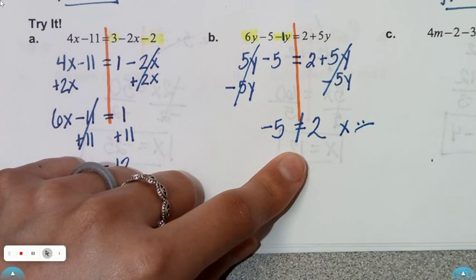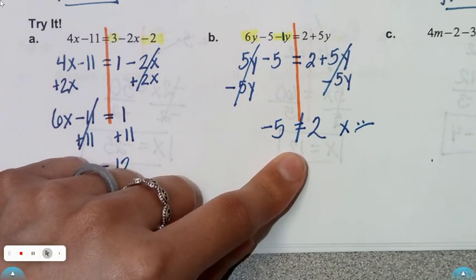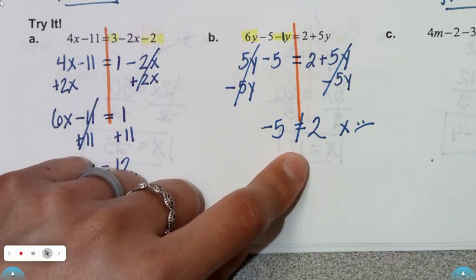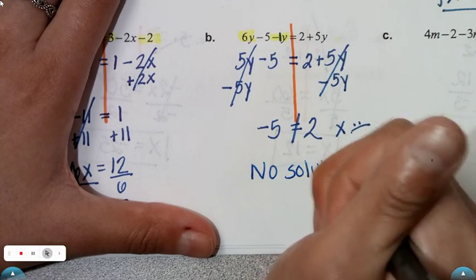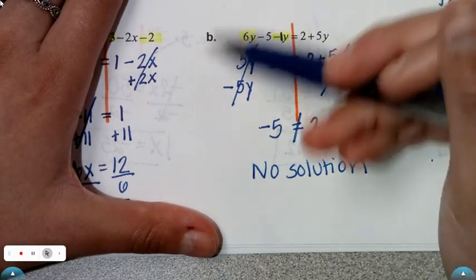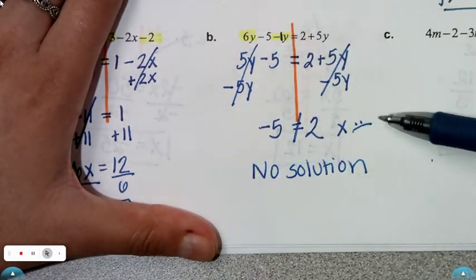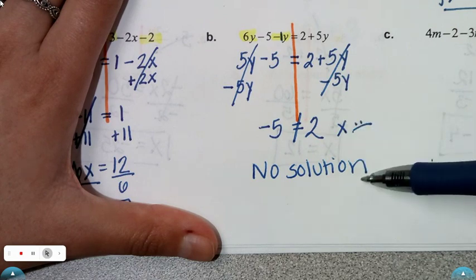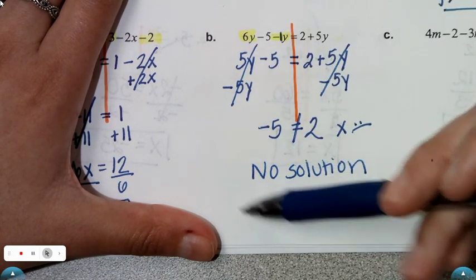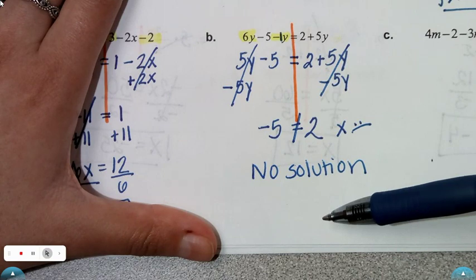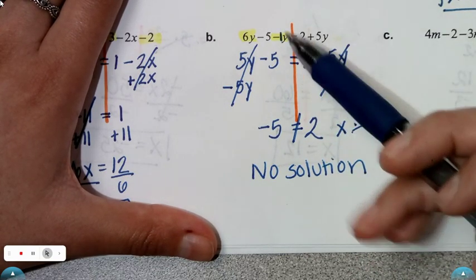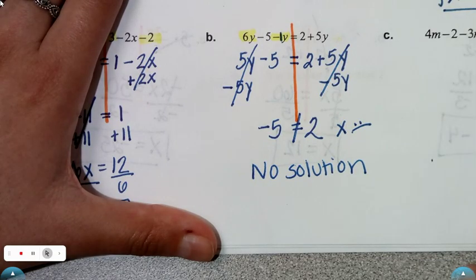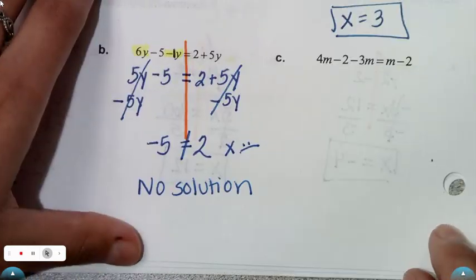Because that statement is not true and there's no more variables, no more letters, this is no solution. All of this is my answer. I need to include this line and I need to include the words no solution. So all of this is my answer. The X and the sad face are just things I like to do, but all of this is your answer.